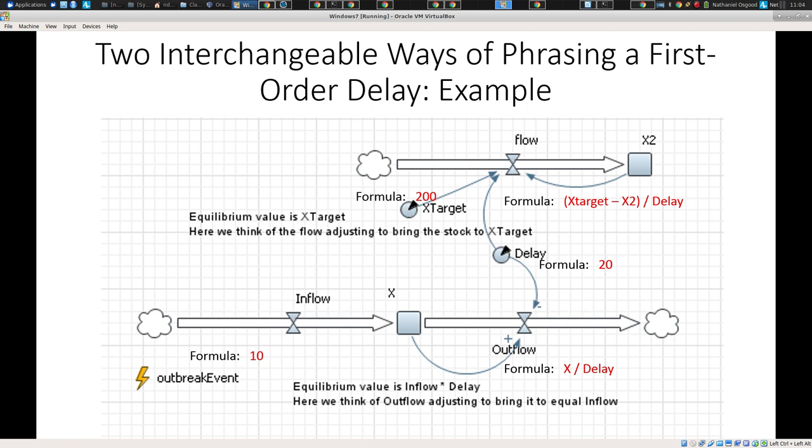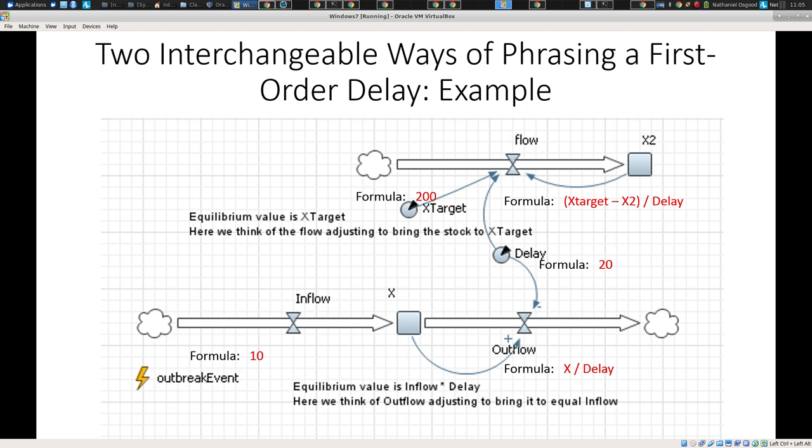It's this gap between the target and the stock that dictates how quickly the stock increases, right? If the target is hugely above the stock, the inflow will be huge. It'll be, well, huge divided by delay. And so the value of the stock will go up more quickly than if the target is just a little bit above X2, where it will go up slowly. So X will follow the target upwards.